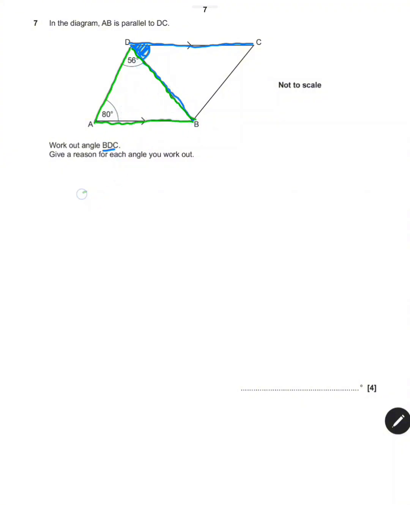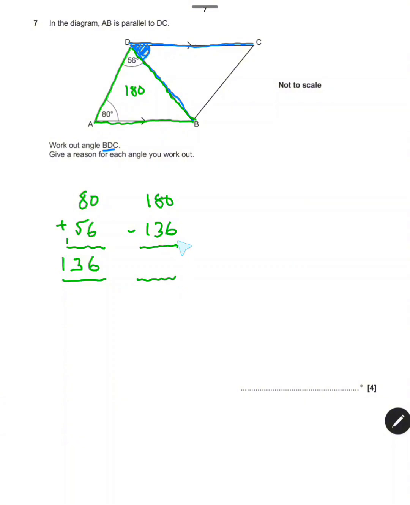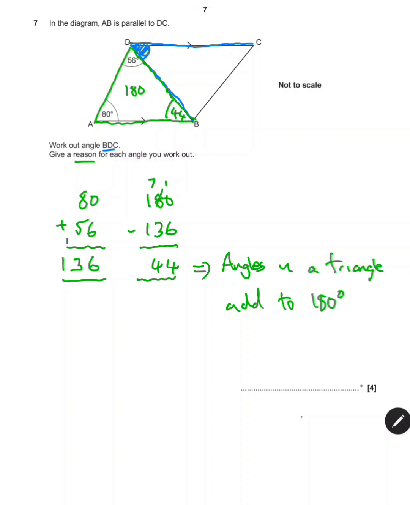If I add these two angles together, 80 add 56, 8 add 5 is 13, comes to 136. We know that angles in a triangle add to 180. So I'm going to do 180 take away 136. Need to borrow from the 8. 10 take 6 is 4. 7 take 3 is 4. And 1 take 1 is 0. This angle here is 44. We do need a reason for each angle we find. So the reason that this is 44 is angles in a triangle add to 180 degrees.